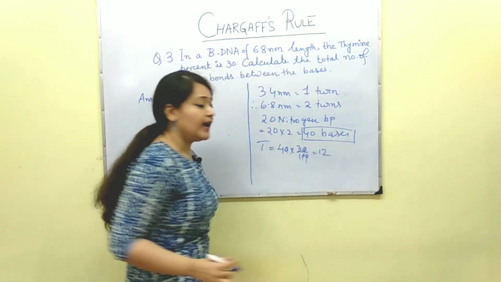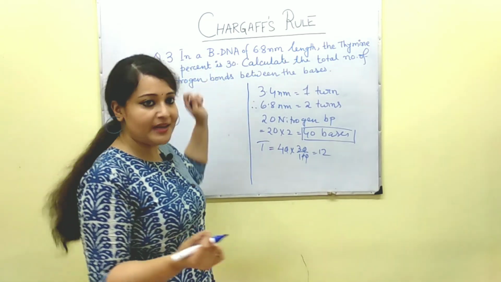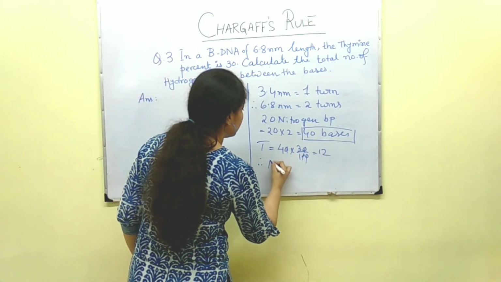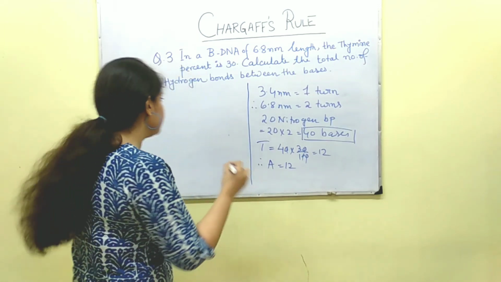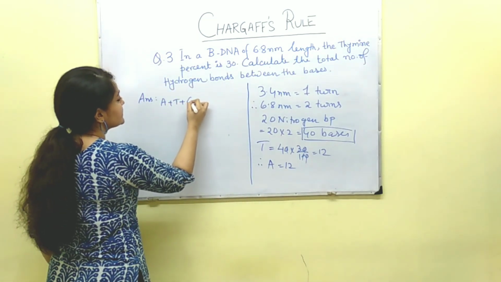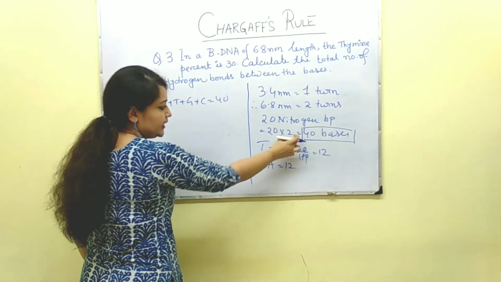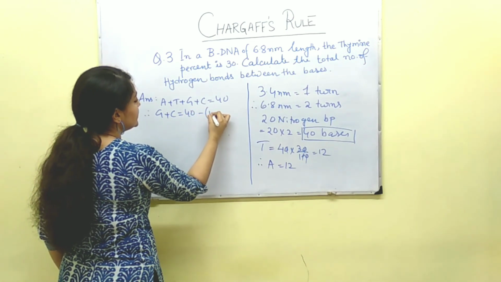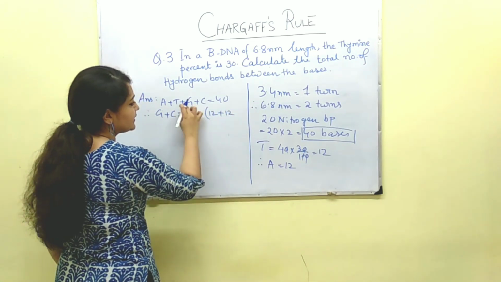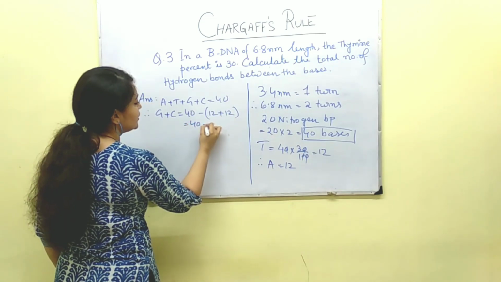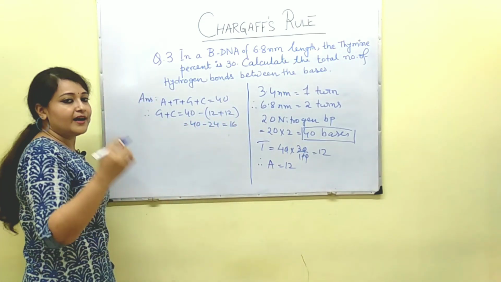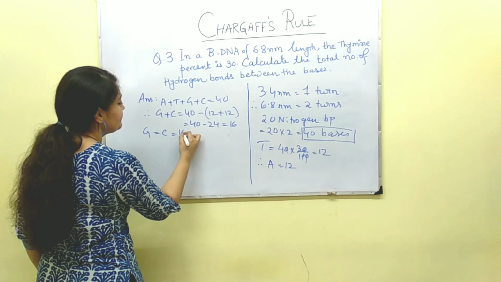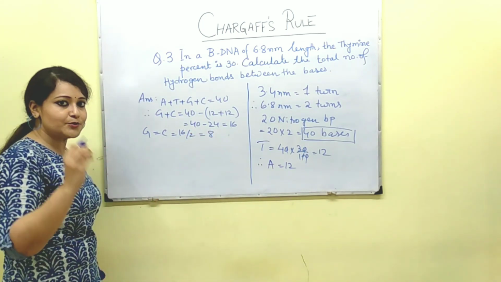And that is 12. And as per Chargaff's rule, since it is bDNA, the number of adenine bases will be equal to that of thymine bases. Therefore, adenine bases will also be 12, right? Now, adenine plus thymine plus guanine plus cytosine is 40. From here we get this. Therefore, guanine plus cytosine will be 40 minus adenine 12 minus thymine 12, that is 40 minus 24, that is 16. And again by Chargaff's rule, we know that guanine is equal to cytosine. That means there will be 8 bases of guanine and 8 of cytosine, right?